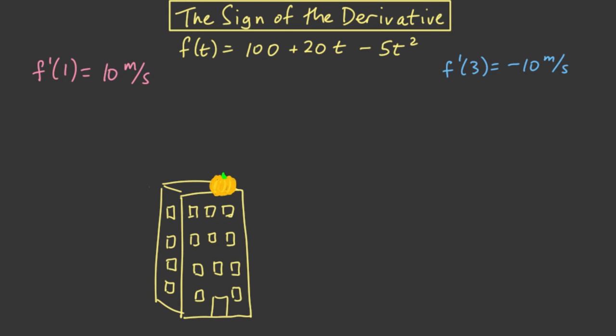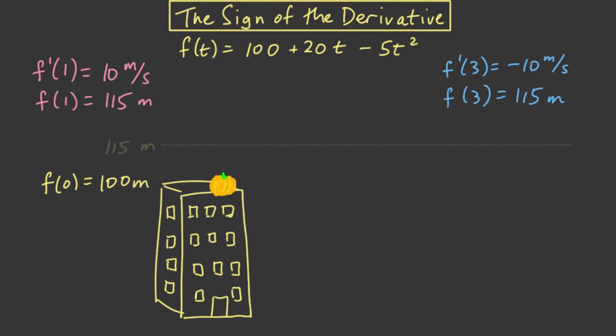Well, let's think about where this pumpkin has been, where its position has been. So at time t equals 0, we have that f of 0 is 100 meters. So that's the height of the building. That's where the pumpkin starts. And we also calculated in the last video that f of 1 was 115 meters, and f of 3 was also equal to 115 meters. So if we think about it, we can figure out what's going on.